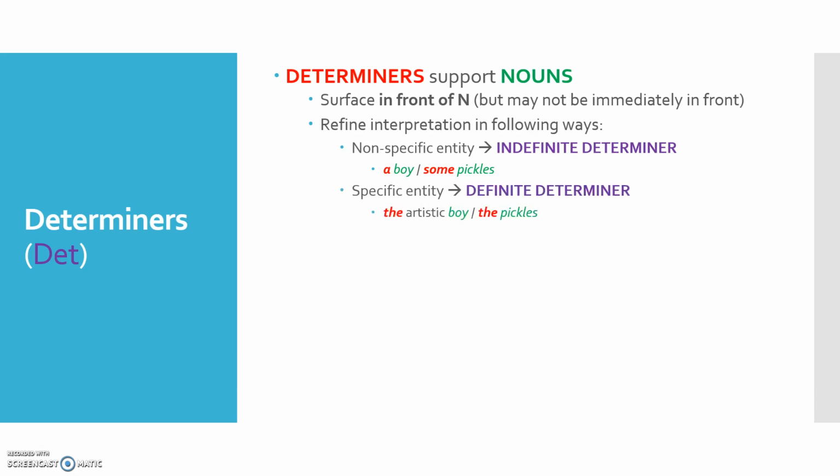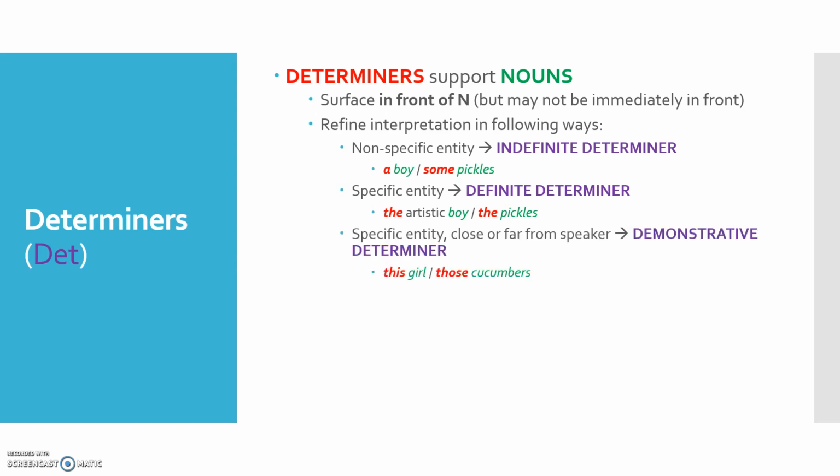And then we can contrast that to the definite determiner. And in a definite determiner, there is a specific entity in mind. So if I say the artistic boy, there's one particular boy I have in mind. Or if I say the pickles, there are specific pickles I have in mind. For definite determiners, we don't have a singular versus plural distinction because it's just the for both cases.